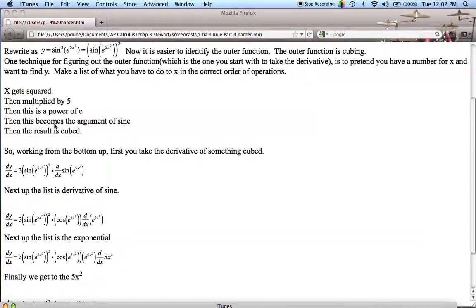If you look up our list here, after you cubed, working backwards, sine was next on the way up the list. The derivative of sine is cosine. The derivative of the sine of something is the cosine of the same something. So I do cosine of e to the 5x squared, because that's what I had the sine of. Now I still need to multiply that by the derivative of the stuff that was in the argument of the cosine. So I just put this d dx of that to remind me there. But now I've got the 3 sine e to the 5x squared, that whole thing squared, times cosine of e to the 5x squared. And I have another chain rule piece to figure out now.